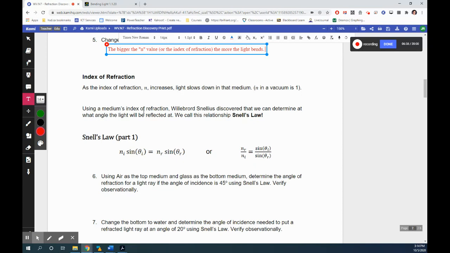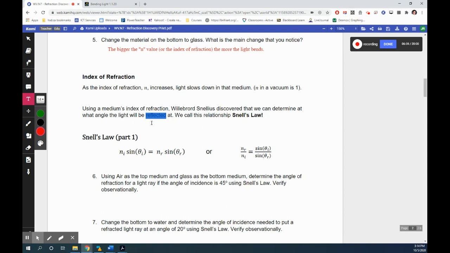And using a medium's index of refraction, this guy named Willebrord Snellius, greatest name of all time, Willebrord Snellius, he discovered this law, and we call it Snell's Law. And it precisely determines what angle the light will be reflected and refracted at.